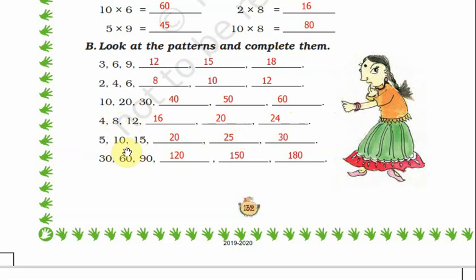Next one, 5 10 15. This is the table of 5. So 5 1s are 5, 5 2s are 10, 5 3s are 15. So what will be the next? 5 4s are 20. Next answer will be 20. Next one, 5 5s are 25 will be the answer. Next 30 will be the answer.